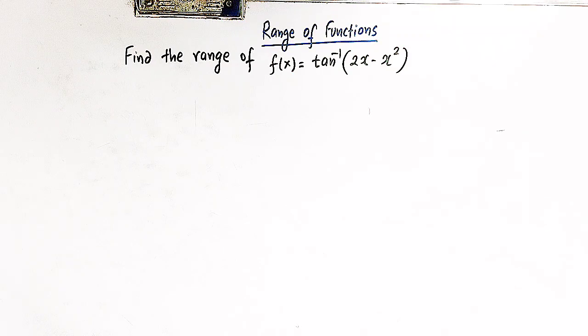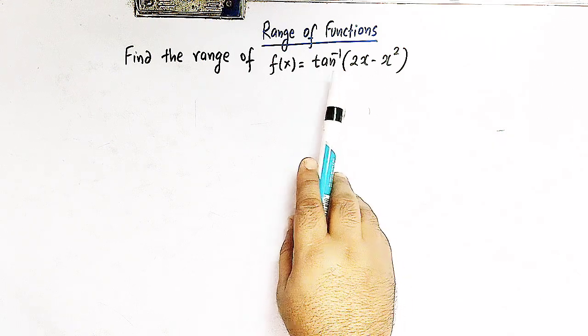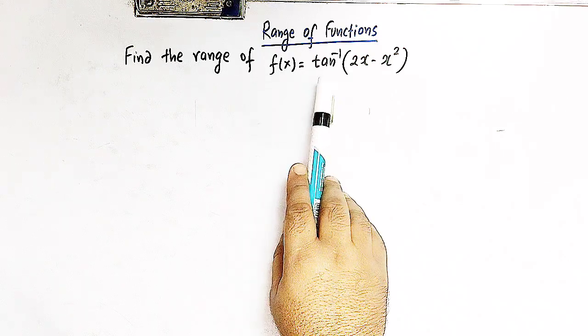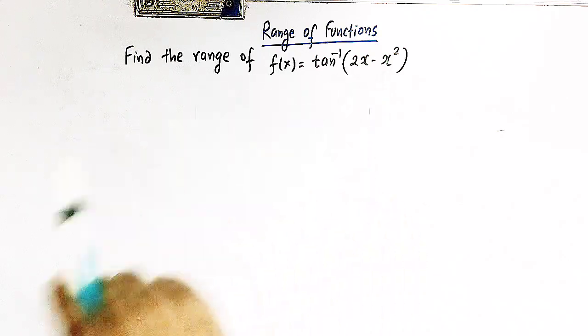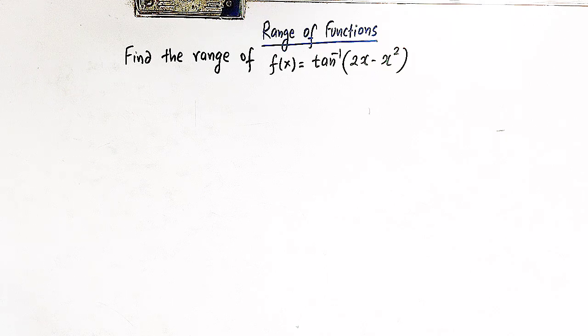Hello viewers, in today's session we are going to discuss a very important and conceptual problem from a range of functions. And in this session we are going to find out the range of this inverse trigonometric function, that is f of x is equal to tan inverse of 2x minus x square, right? So here we'll see how we can find out the range of this function by using some concepts, right?